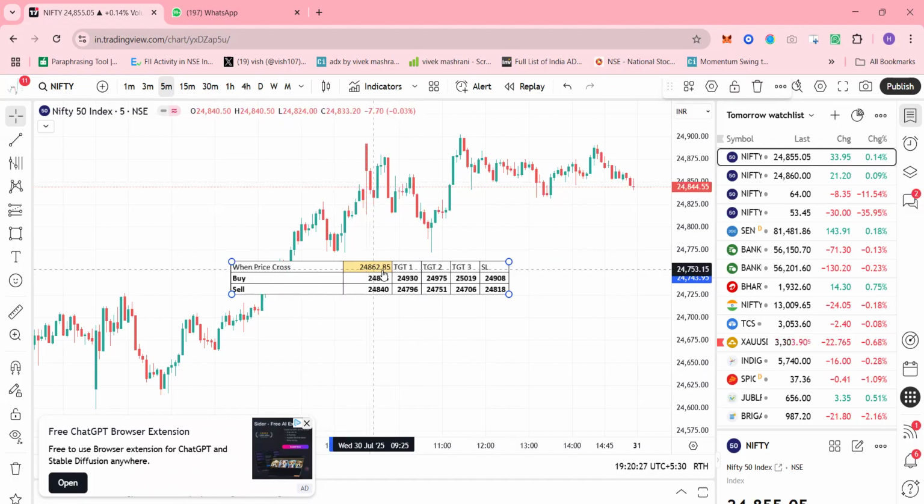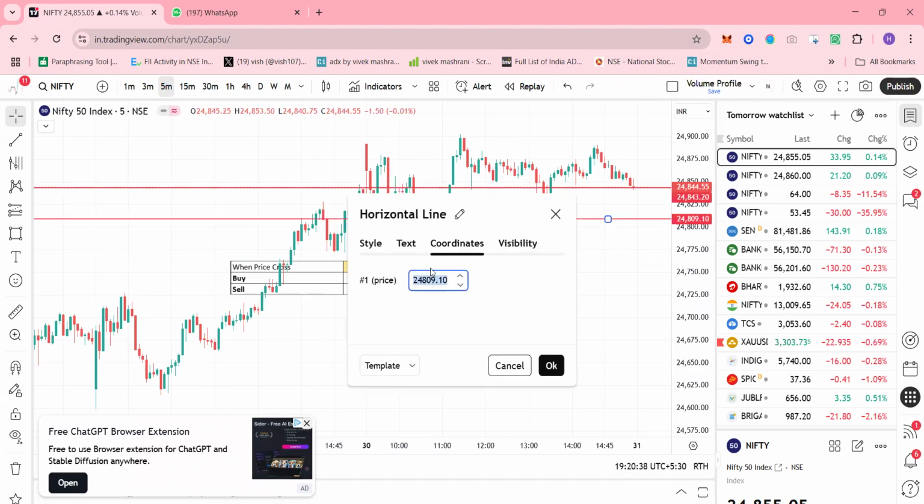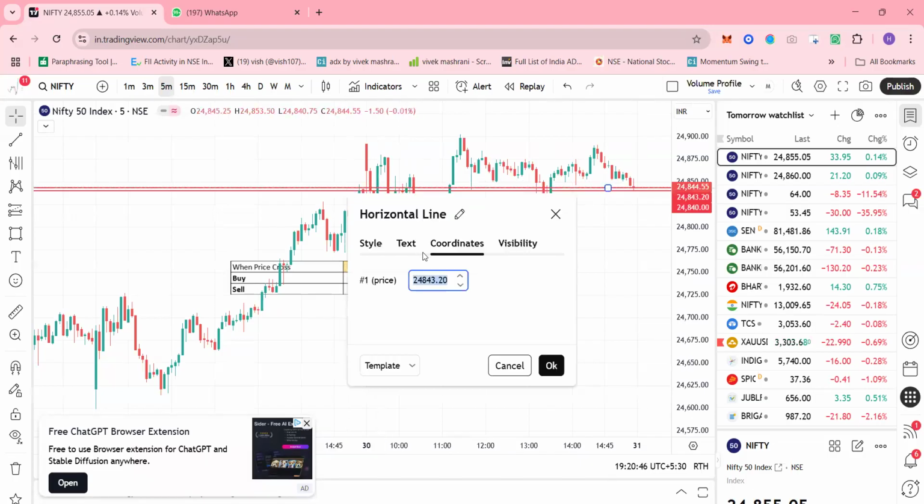24,862.45, but I think I made a mistake. So what does it say? Buy above 24,885 and 24,840. So below 24,840 I will sell, and above 24,885 I will have to buy. 24,885.